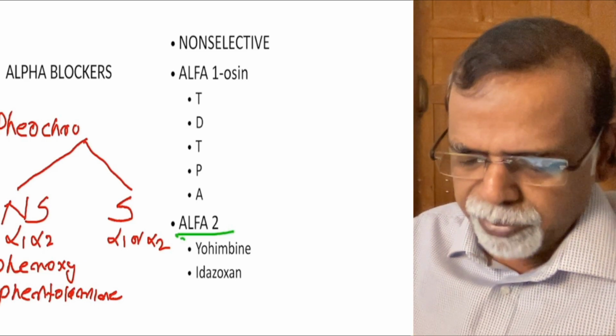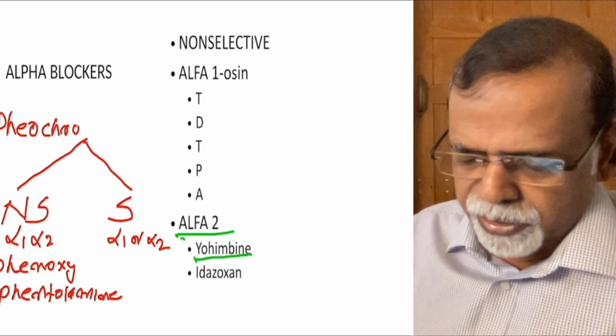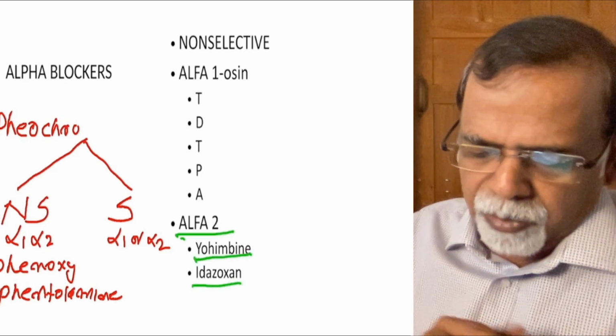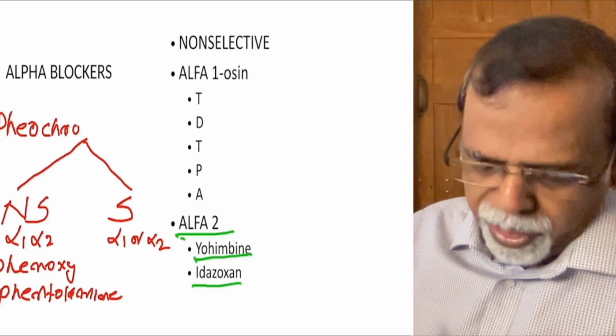Alpha 2 blockers are not very useful clinically and their use is limited. Just remember the names yohimbine and idazoxan. So these are the two drugs that you should remember. The more important are the alpha 1 blockers.